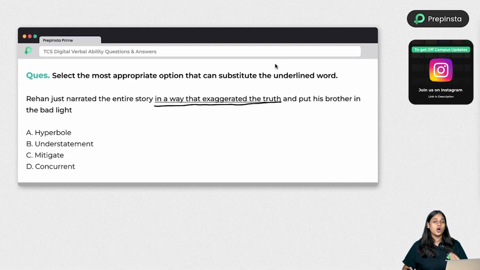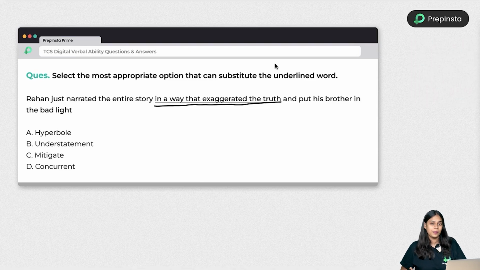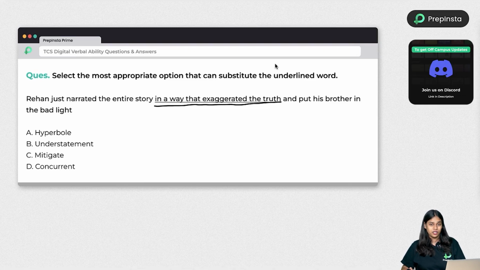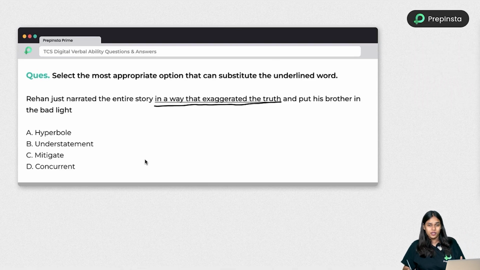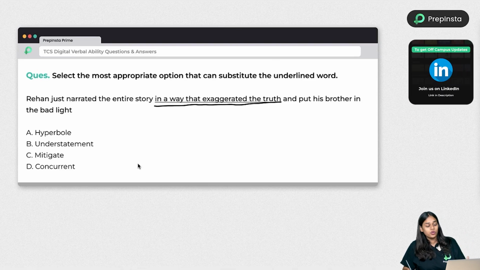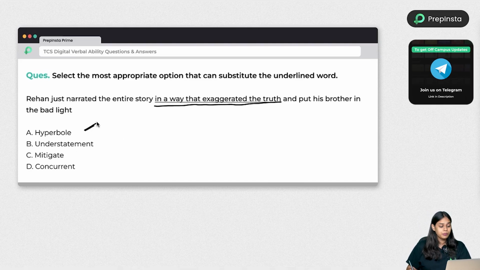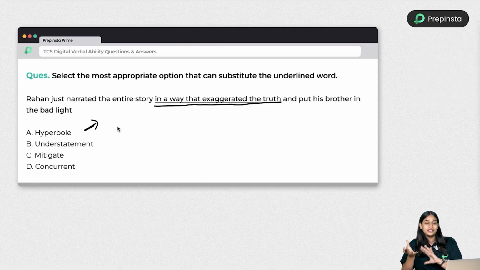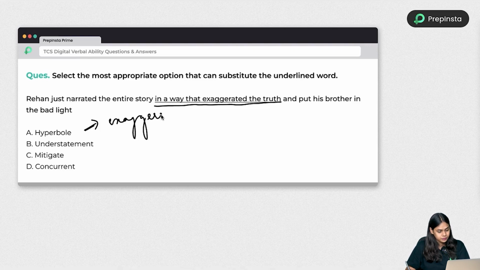But the most common words should be known to you, especially these words, because these are very commonly used, and if you're sitting for an examination, it is important that you know the meaning of these especially. Alright, so let's talk about these options given over here. First is hyperbole, understatement, mitigate, or concurrent. Alright. So the word hyperbole. Hyperbole means to say something more than the actual meaning.